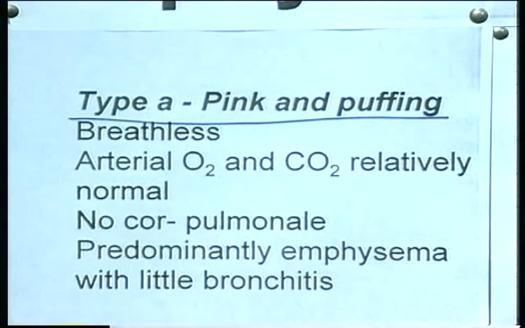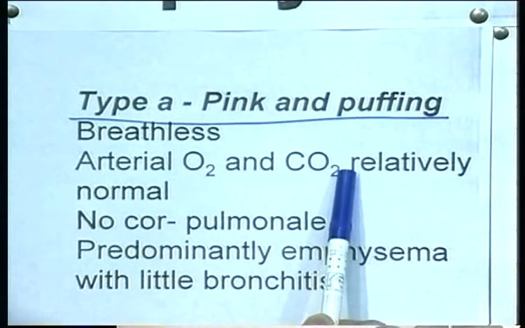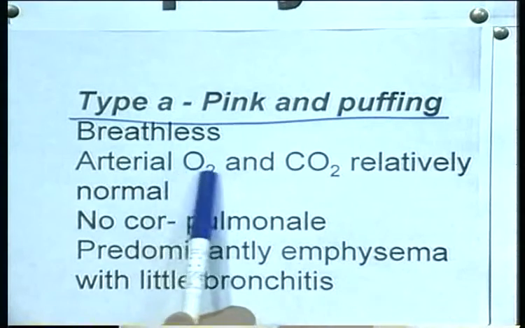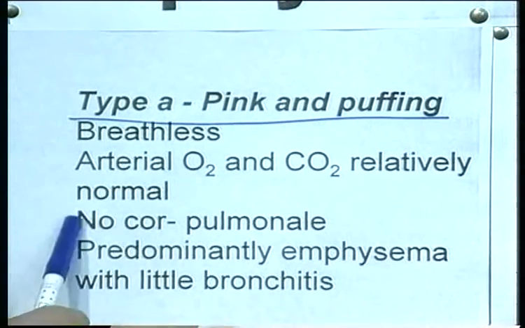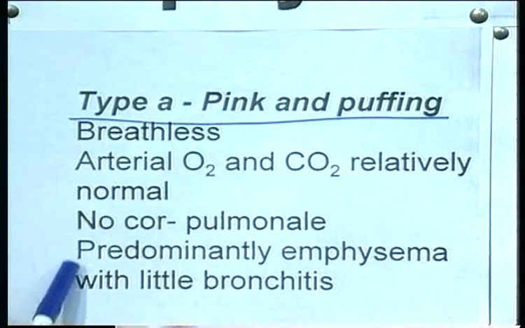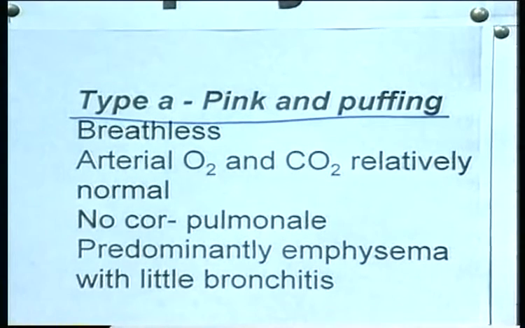These patients are breathless. And because they're able to puff and pant a lot, they can blow out most of the carbon dioxide. And because they're breathing a lot, because they're puffing and panting, they can compensate for the lack of surface area in the alveoli to a degree. So traditionally in a patient that's pink and puffing, the arterial O2 and CO2 are relatively normal. In these patients, cor pulmonale, which we'll study in a minute, would not be a major feature. And in this case, the patients will be predominantly emphysematous with little bronchitis. So the pink and puffing type.